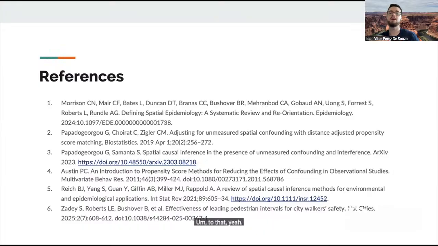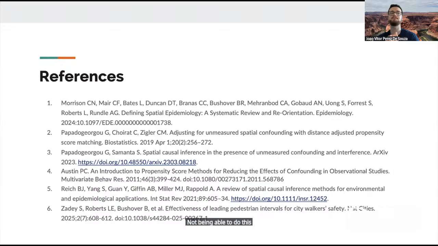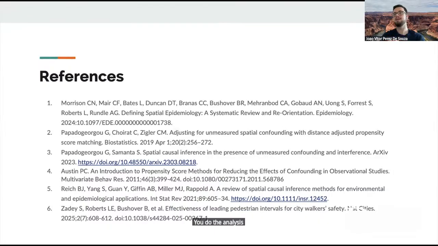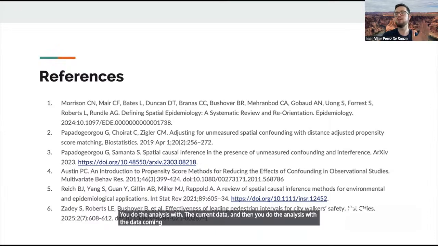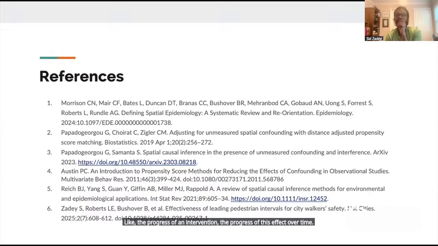The question that I had, as you were saying, is about the limitation of not being able to do this with longitudinal data. Would you say that maybe doing something like, let's say you have 10 years of data, you do the analysis with the current data, and then you do the analysis with the data from 10 years ago. Do you think that's an alternative to at least compare the progress of an intervention, the progress of this effect over time? Yeah, definitely.